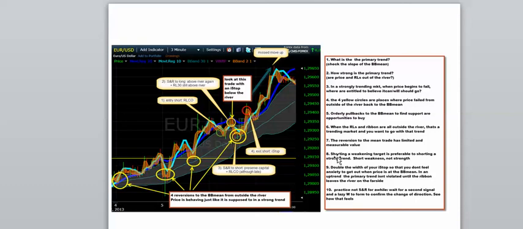Number 8, shorting a weakening target is preferable to shorting a strong trend. So this is a strong trend. If I want to go short, I would rather find something that's failing and then go short on demonstrated weakness, which is essentially riding the trend.